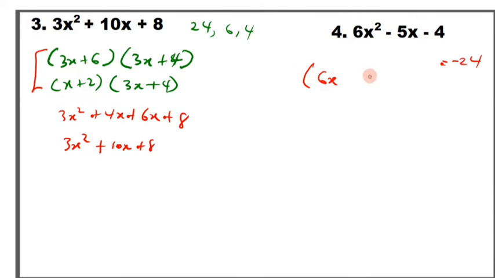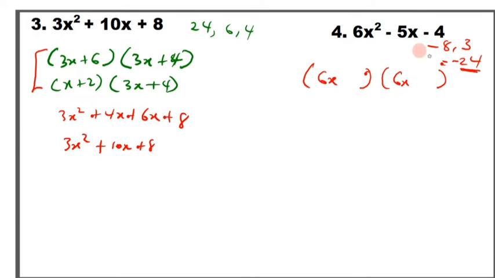6x, close the bracket, 6x, close the bracket. So we're going to look for factors of minus 4 such that when we add them together, we're going to get minus 3. Obviously, that's going to be minus 8 and 3. Okay, so minus 8 plus 3 is going to give us minus 5.